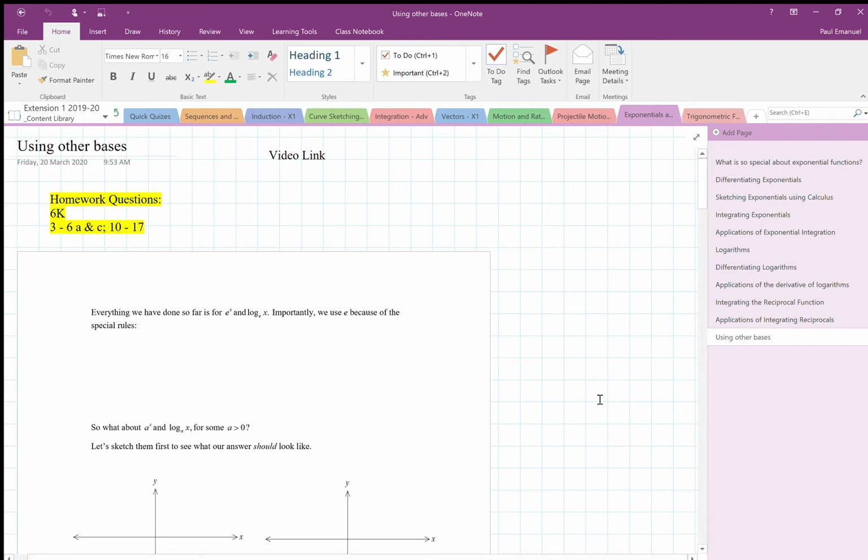Hello. So one last thing to do with integrating and differentiating for exponentials and logs is what if it's not e to the x but something else. Okay.